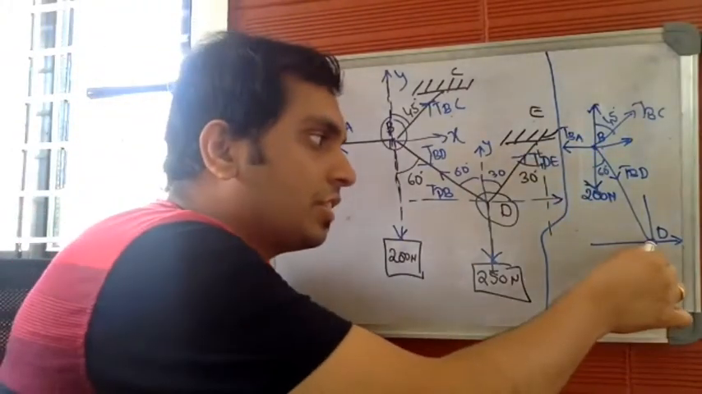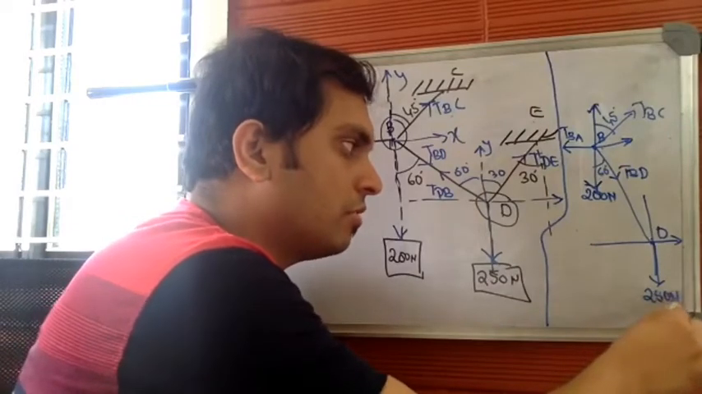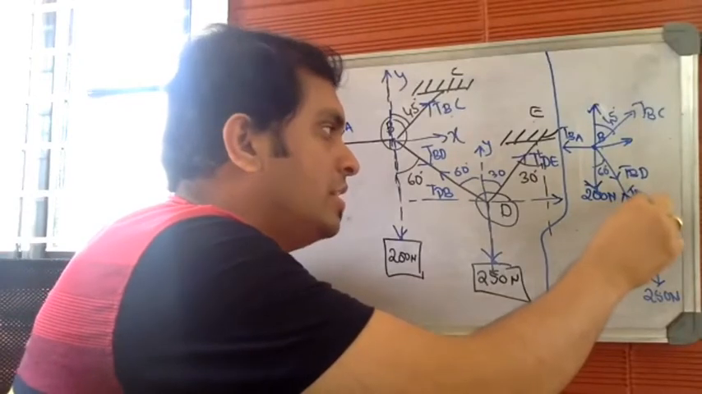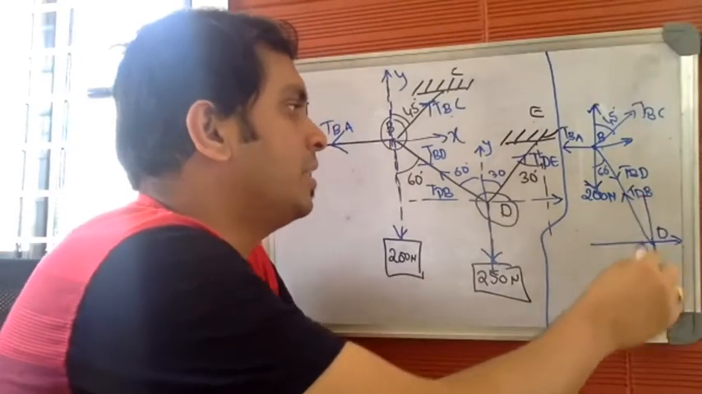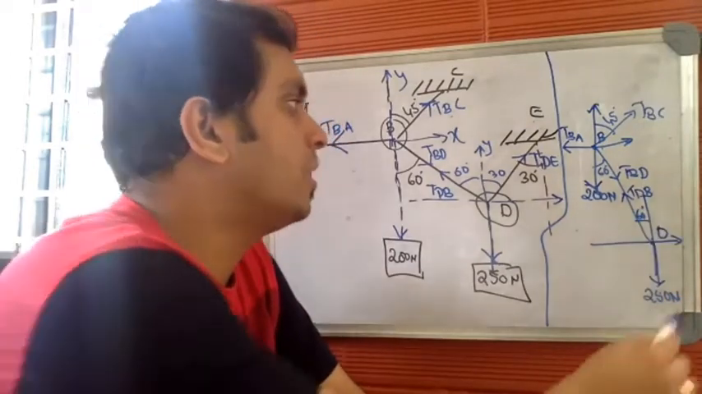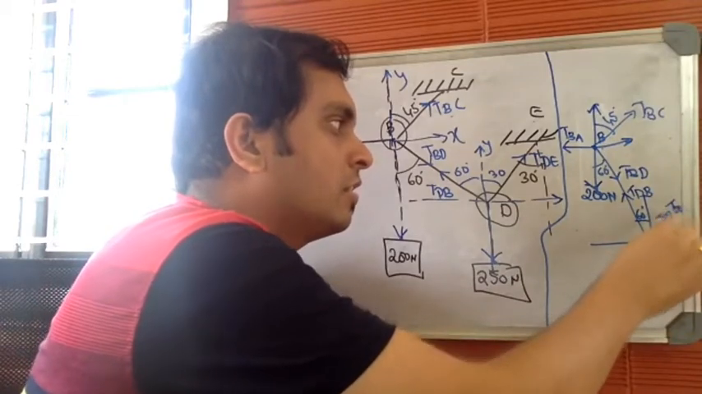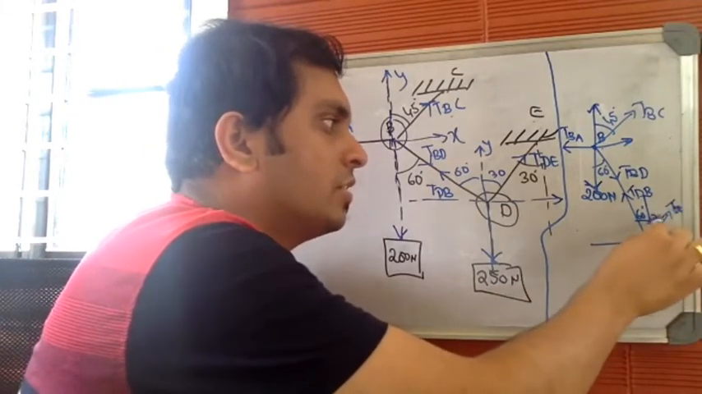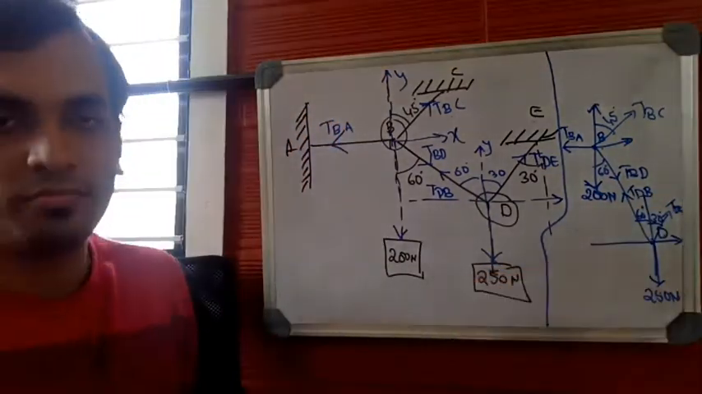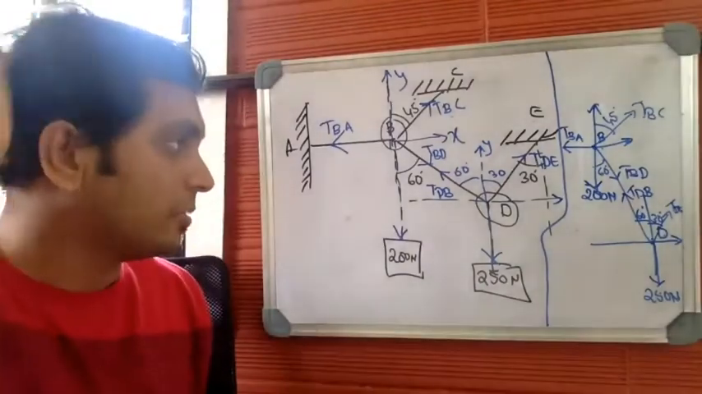Now let us select junction point D. Now you have a suspended load of 250 Newton magnitude. And you have TDB, and this angle, if this is 60, even this will be 60. And you have TDE, which is given as 30. So this is the free body diagram. Step number 4, where you draw the free body diagram.